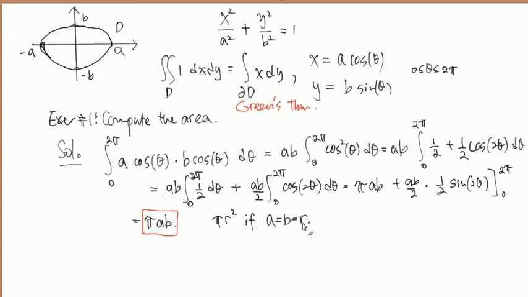How was it? Did you get pi times a times b? Yeah. So if a and b are equal to each other, what is it called? They're called a circle, right? A perfect circle, and then it's pi r squared. It generalizes like that, right? Very nice. And what was the circumference of the circle? 2 pi r, right? And how does this one generalize?